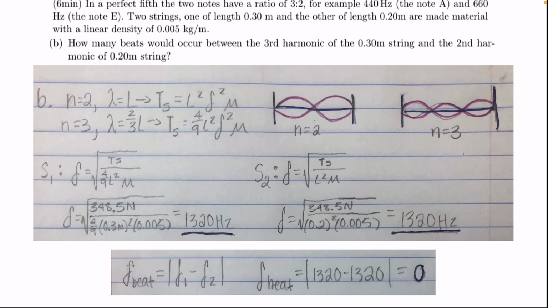So the equation for beat is f1 minus f2. So in this case, we're going to get that the frequency of the beat is 0. So these waves essentially overlap, and they aren't beating at all. So that's the answer for part B.